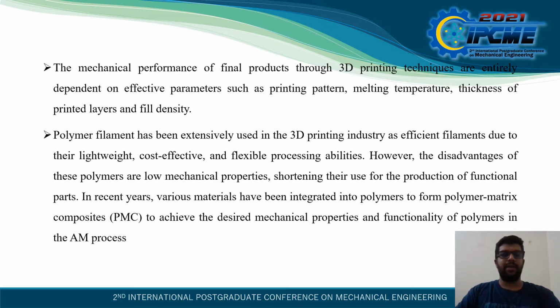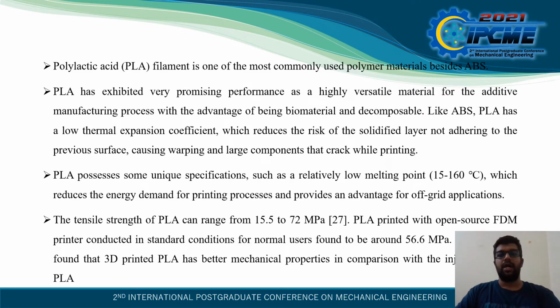In FDM machines, they mainly use polymer matrix composites for the printing process. In my case, I am going to use a copper with PLA composite. Some literature has already been done here. The main thermoplastic polymers used in this FDM process are ABS and PLA.